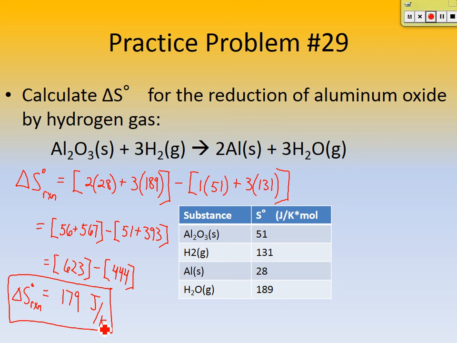Let's see if that did make sense. We had 1 mole of a solid. Now we have 2 moles of a solid. And 3 moles of a gas, and now we have 3 moles of a gas. And so it did become more disordered. Okay, and that's what this positive entropy change is telling us. It got more disordered.